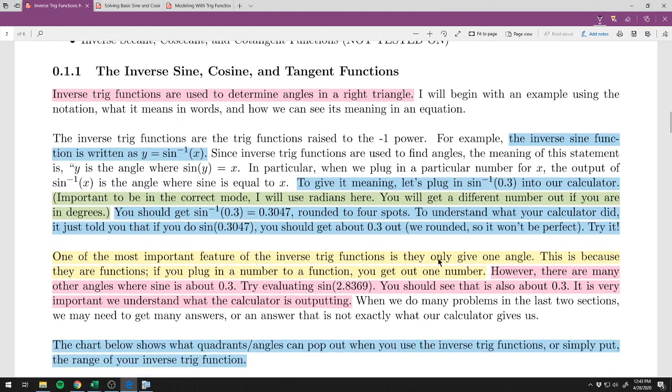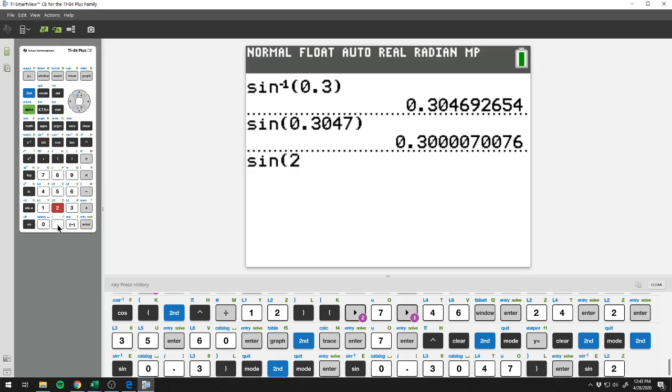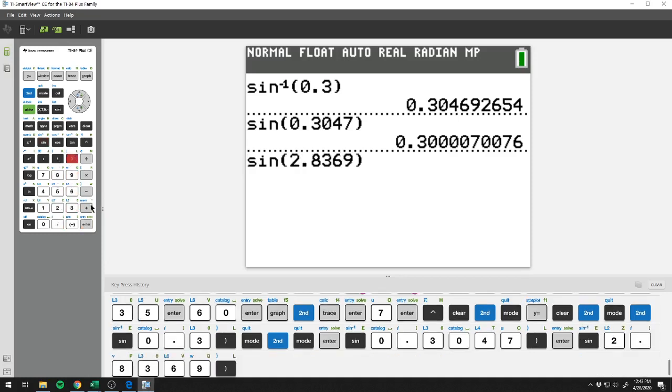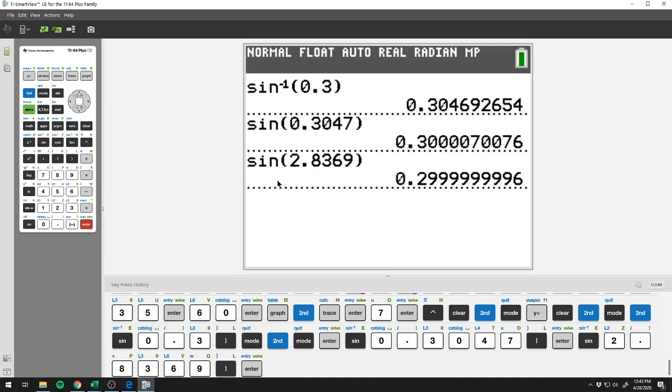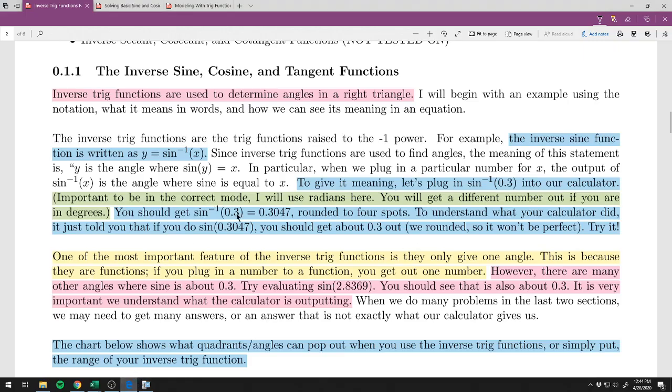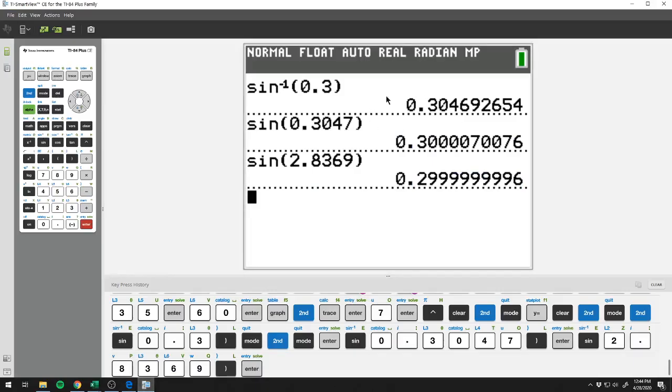Now, one thing that we'll see going forward, and we'll have to talk about pretty quickly anyway, is that there are a lot of angles where sine is about 0.3. If you do sine of 2.8369, we'll see how to figure out this number in the next section. We've actually kind of talked about it already, but that's also about 0.3. Because sine is going to equal 0.3 for infinitely many angles, but our calculator is only going to give us one, specifically this one, 0.3047.